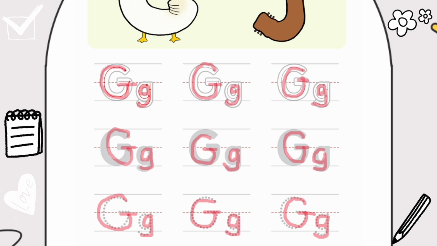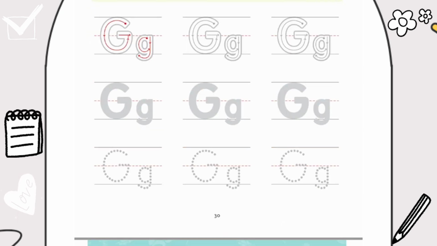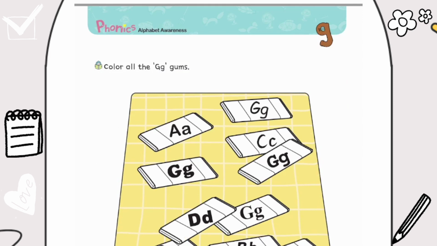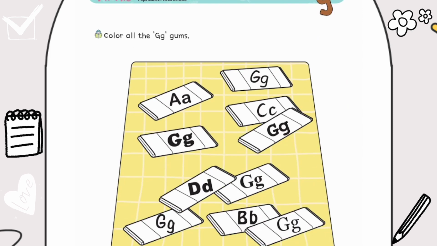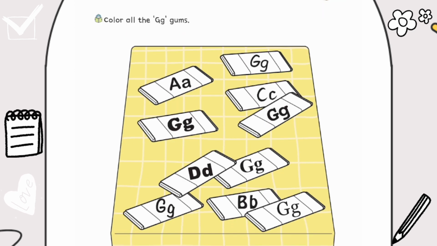Fantastic! Now, if you could not finish it, please finish it as homework. Good job. Let's go to the next page. Page 31. Color all the G gums. Yum, yum. Let's circle or color them.